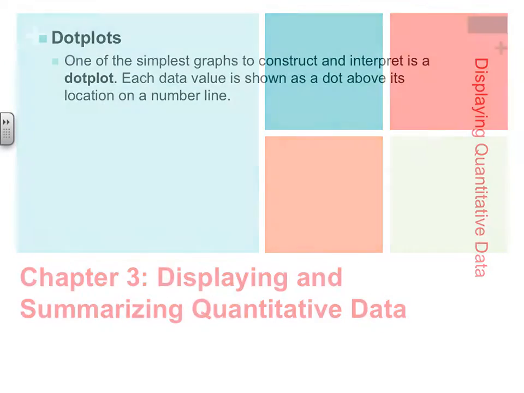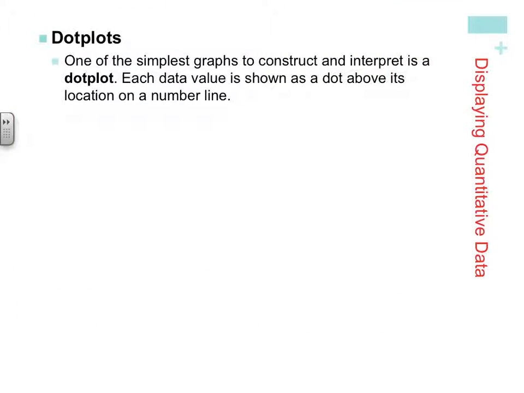Okay. We'll start real simple. We'll start with talking about dot plots, okay? So dot plots are used all the time in our course. We like to make them. They're quick, they're easy, they're very simple to understand and really fast to read what's going on with our data. So it is one of the simplest graphs to construct and interpret, but because of that, it actually is in our favor. So each data value is shown as a dot above its location on a number line.